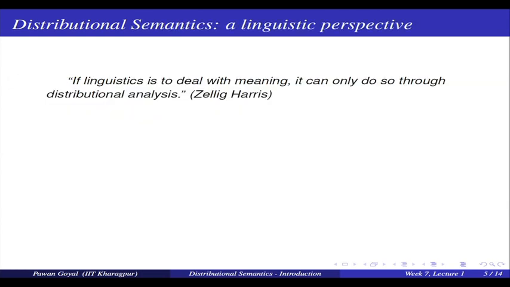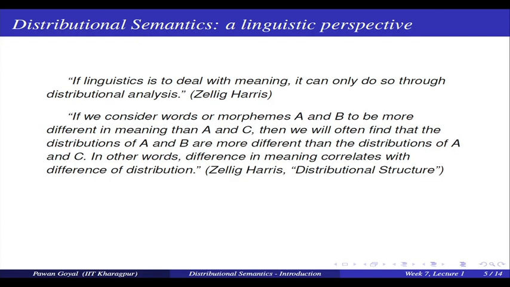Let's see some other quotes from Zellig Harris. He also said that if linguists have to deal with meaning, they can only do so through distributional analysis. And he said that in the early 70s and 80s. And if you see the NLP field right now, whatever the main methods of semantics are, they are built upon distributions, with the recent idea of word embeddings and all. And this is what we will also capture in this week of the course.